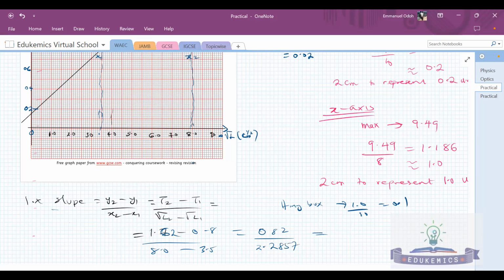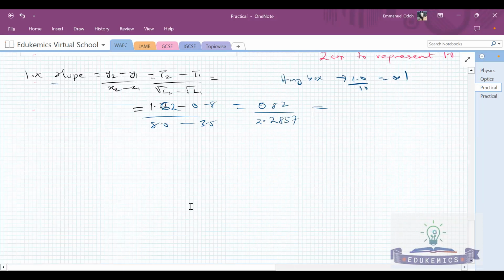So I can do 0.82 divided by that. I have 35, so I'm getting 35 centimeters. So it's 35.875.